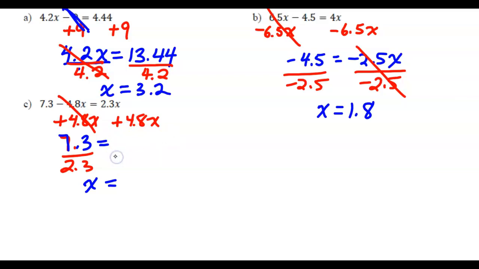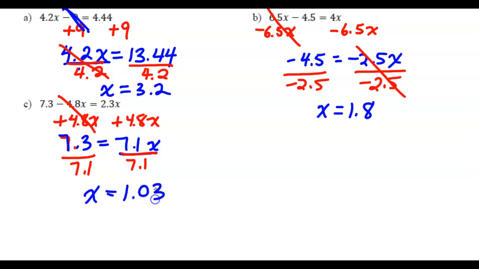Sorry. Yeah, just let me know. Sometimes I'm talking, but then I forget to write things down. So that's 7.1x. And then divide by 7.1. And so now find the decimal form of that. So it's going to be 1 point something. And to the nearest hundredth is 1.03. Okay.